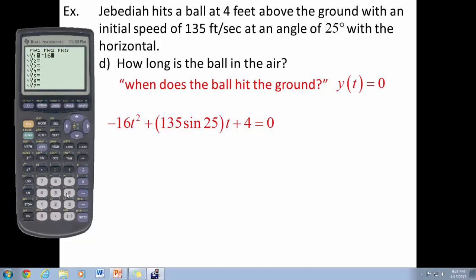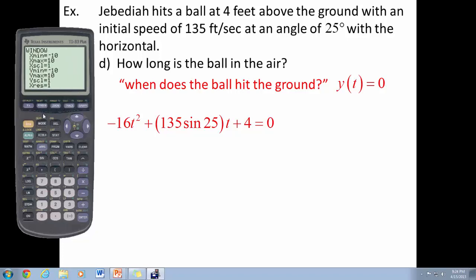I'll go ahead and graph negative 16 t squared plus 135 sine of 25 times t, and before I type, actually let's go ahead and type in plus 4. Before I graph anything, I'm going to remember my calculator was in radian mode, yet this question is in degrees, so let's go ahead and fix that real quick. Alright, and before I graph it, I'm going to go ahead and adjust my window.